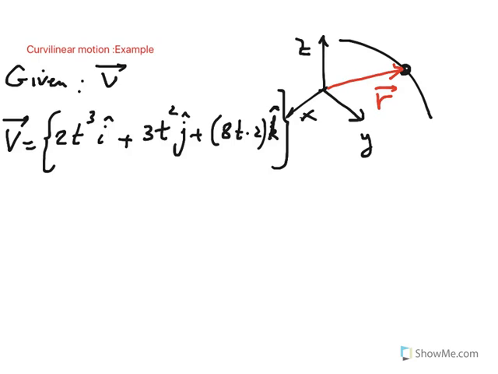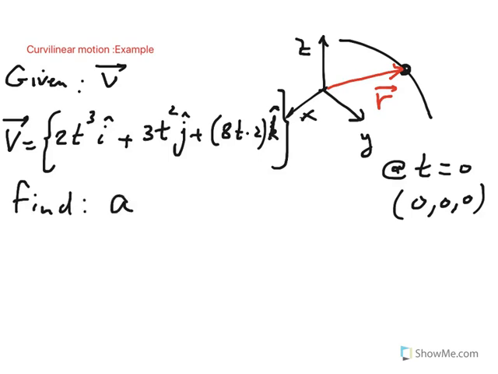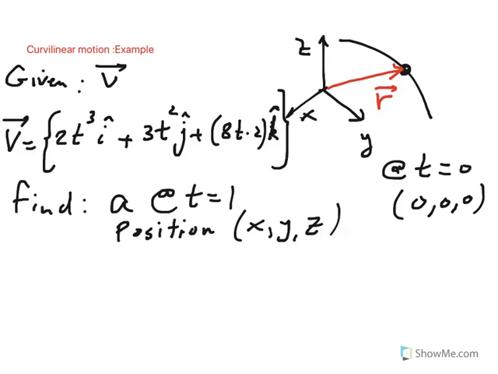Okay, so given this velocity as a function of time, we know that at t equals 0, the position of this particle is at 0, 0, and 0, so it's at the origin. And what we want to find is the magnitude of acceleration at t equal 1, and also the position at t equal 1. Now position means x, y, and z, the coordinates of this particle at t equal 1.